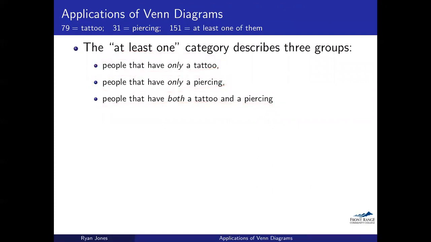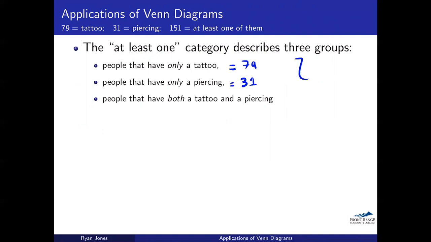The reason that saying at least one encapsulates all three of these groups is that if someone has only a tattoo, that would qualify as having at least one of a tattoo or a piercing. And likewise for people that only have a piercing. So this group of 151 that have at least one of these characteristics encompasses three different groups of people. What we could figure out is, we know that the people that have only a tattoo are 79. We were told that explicitly in the problem. We know that the people that have only a piercing are 31.